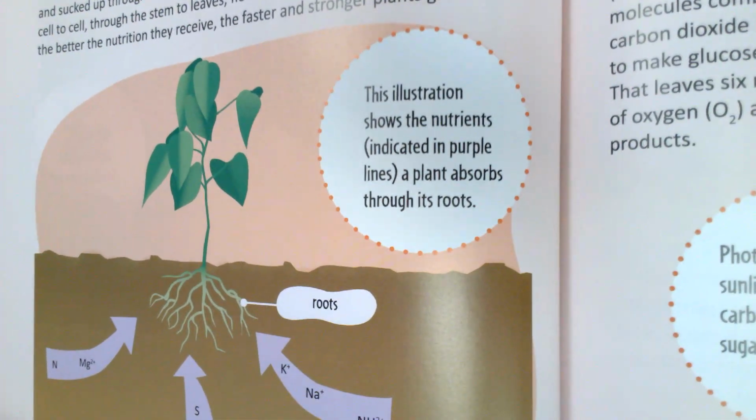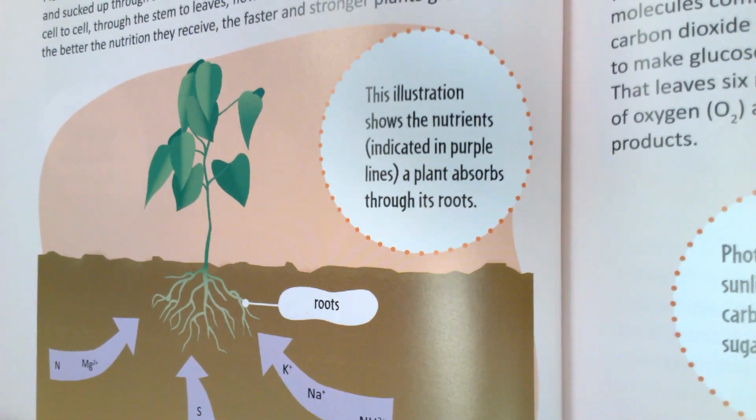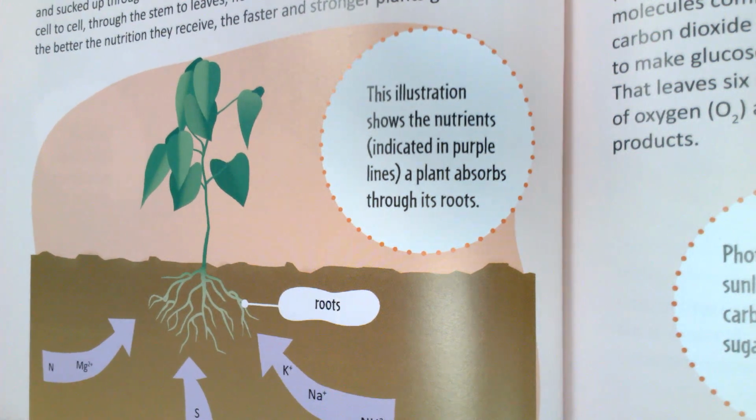And then it says, this illustration shows the nutrients, indicated in purple lines, a plant absorbs through its roots.